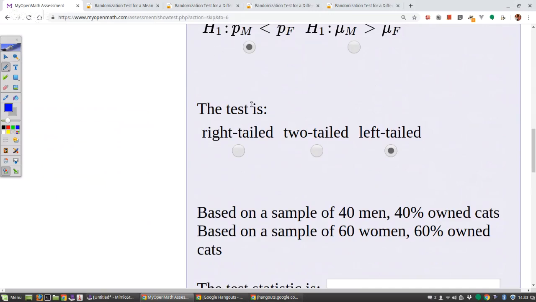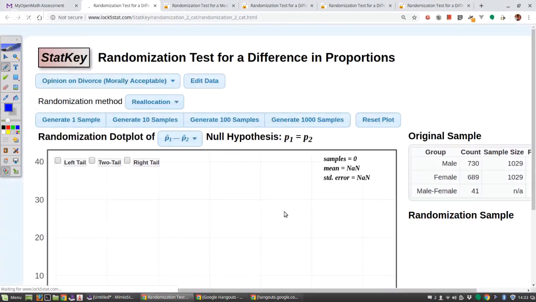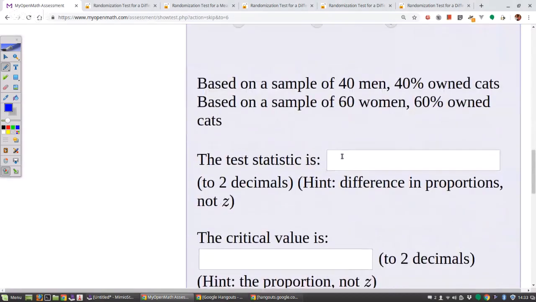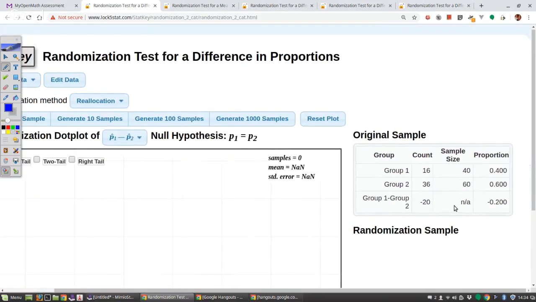So now it's time to go to Statistic. So up here I have a link to a test for a difference in proportions. And I want to edit the data. So the sample size was 40, and 40% of them, so 40% of 40 should be 16. The women, we had 60 women and 60% of them own cats. So 60 is the sample size, and on a good day, 60% of 60 is 36. So enter your counts and your sample sizes. Okay, and then check to see if Statistic did it right.